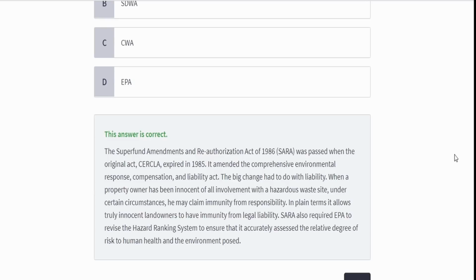When a property owner has been innocent of all involvement with a hazardous waste site under certain circumstances, he may claim immunity from responsibility. In plain terms, it allows truly innocent landowners to have immunity from legal liability. So it's super important to understand that. And obviously, SARA also required the EPA to revise the hazard ranking system to ensure that it accurately assessed the relative degree of risk to human health and environment posed by threats, things like that.